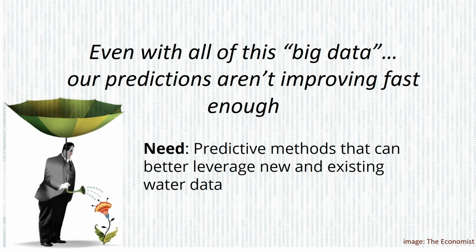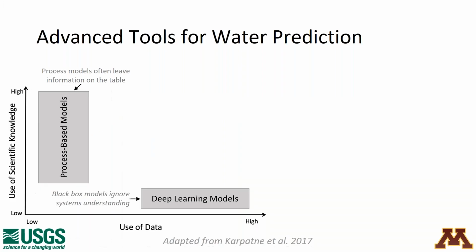One of the ways to approach this question is to engage in predictive methods that can better leverage new and existing water data. One of these concepts that Vipin's lab has shown a tremendous amount of leadership in over the last 5 or so years is this idea of theory-guided data science models, or process-based or process-guided data science models. That gets at this dimension of how much information we're really making use of.